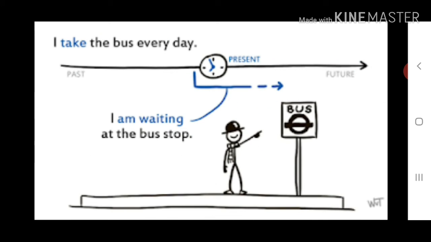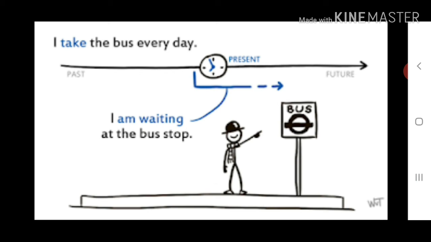This is just a picture that I thought was very appropriate to end this presentation. As you can see, we have a timeline that says past, present, and future. We have a man taking the bus, and we have 2 sentences. The one on top says, I take the bus every day. What tense is being used there? Present simple or present continuous? I'm gonna give you a second to think.